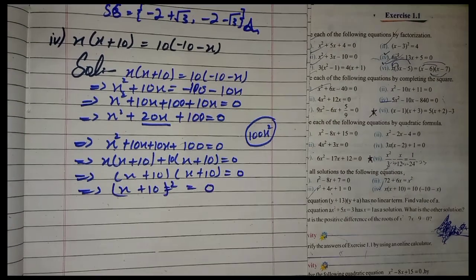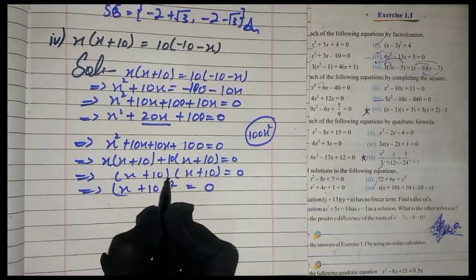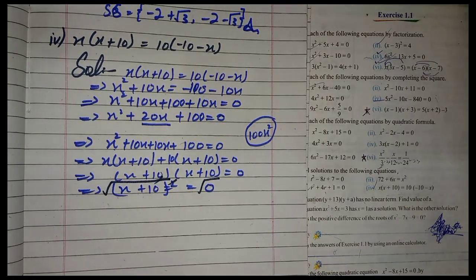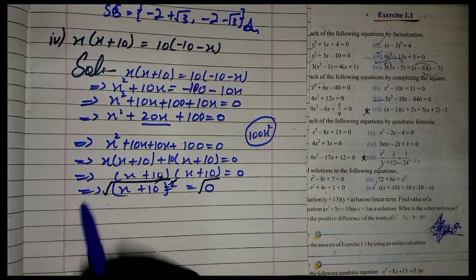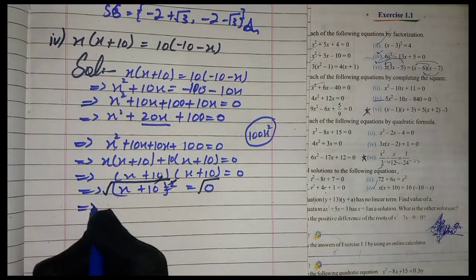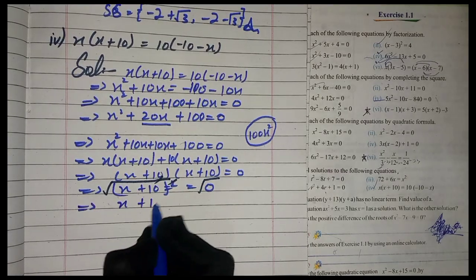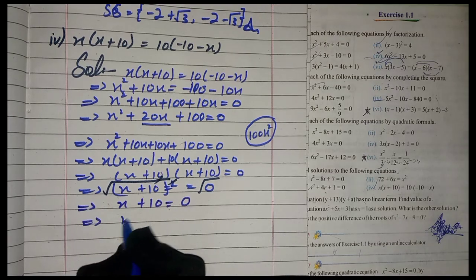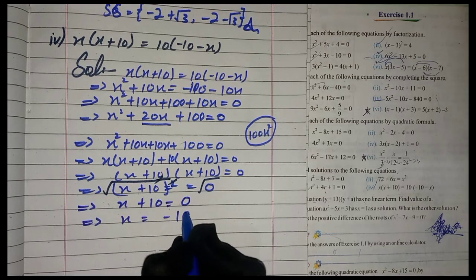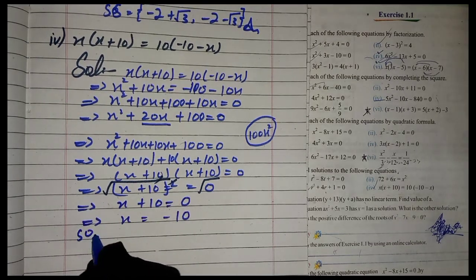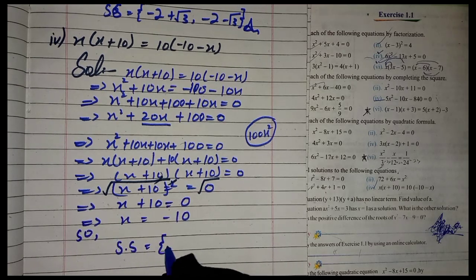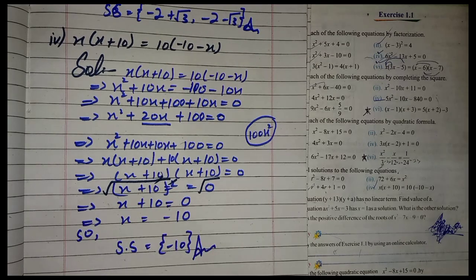Now we take square root on both sides. Square cancels with square root. So x plus 10 equal to square root of 0, which is 0. This implies that x is equal to minus 10. So solution set is equal to minus 10.